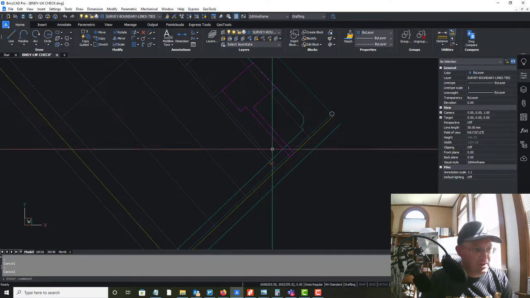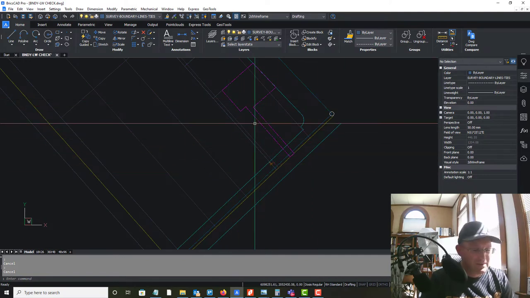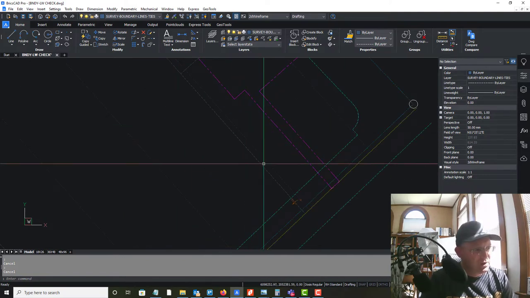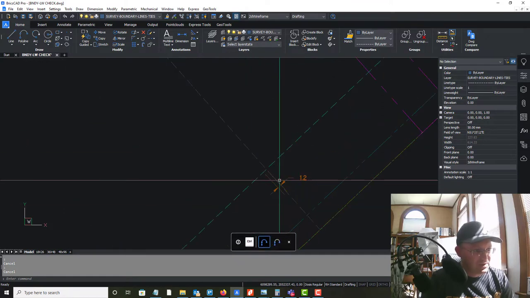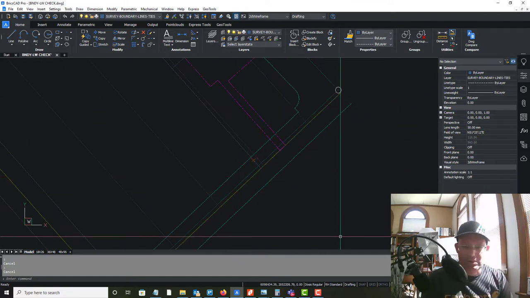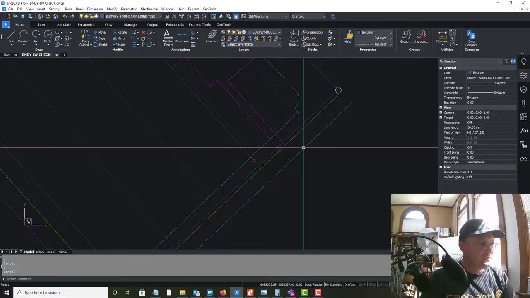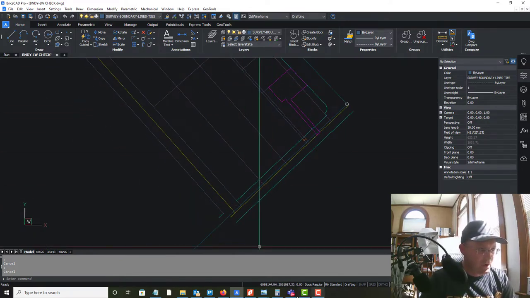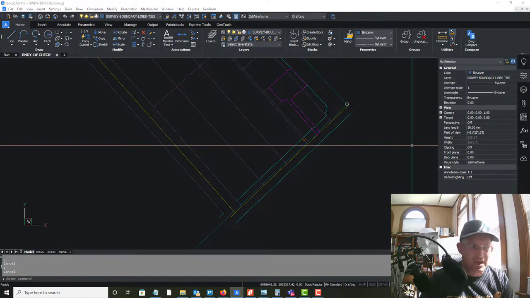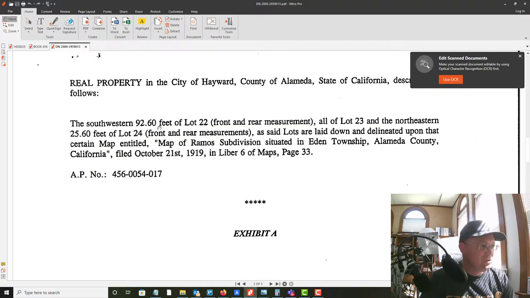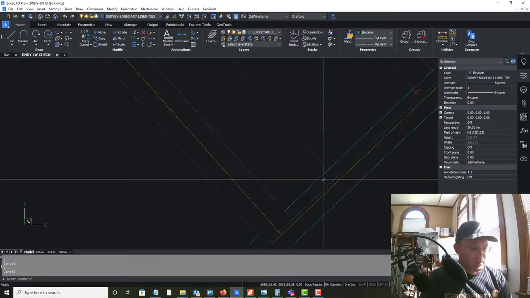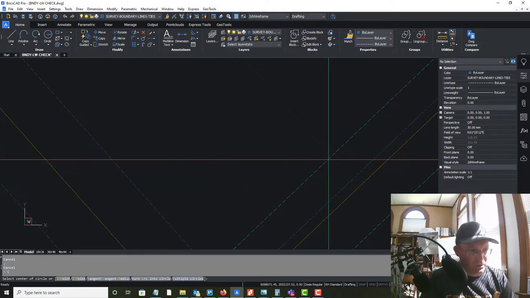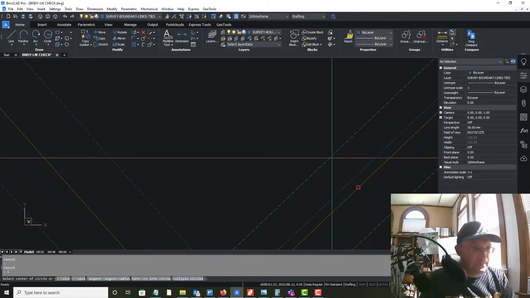Now, what would be good is you could go in and check this deed reference and see what the call is for this line. It'd be interesting to see what that call is, and we will. We'll get to that deed. Okay, so that creates that line. And then this other call that we have on the other side is 25.6 feet of lot 24, the northeastern. Again, you can't use an offset. You have to go along these sidelines.